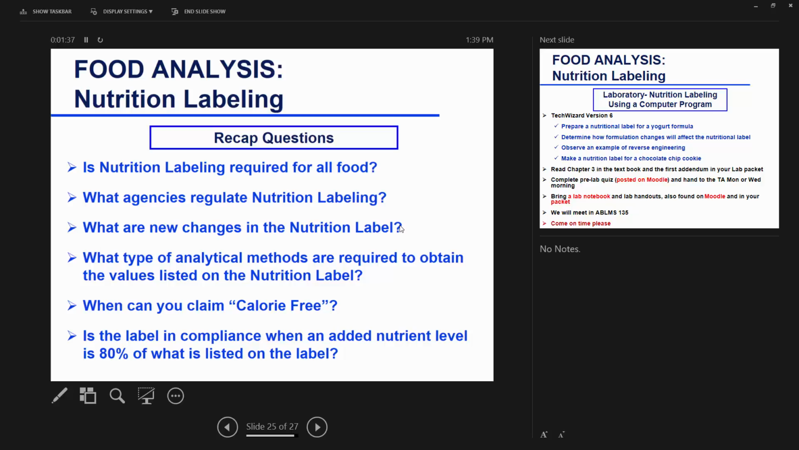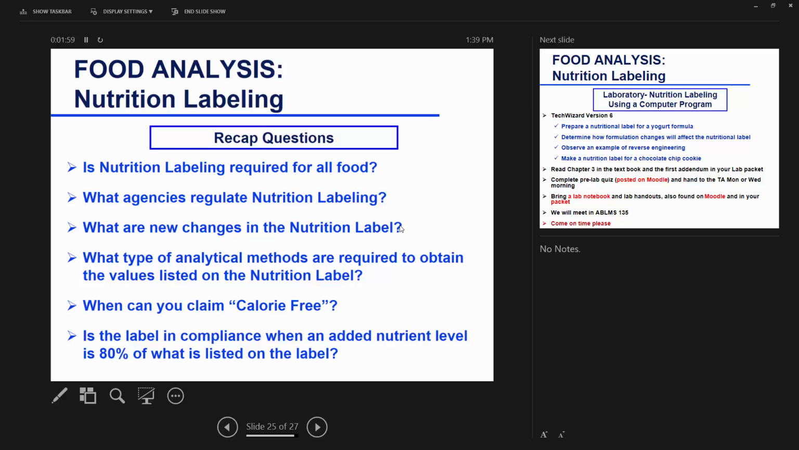What type of analytical methods are required to obtain the values listed on the nutrition label? Like methods from the AOAC. Official methods of analysis, yes, like methods from the AOAC. All right, when can you claim calorie-free? There's less than 5 calories per serving.